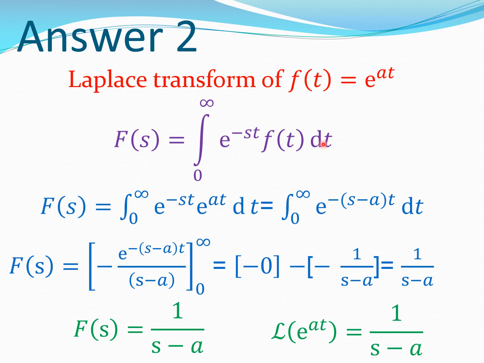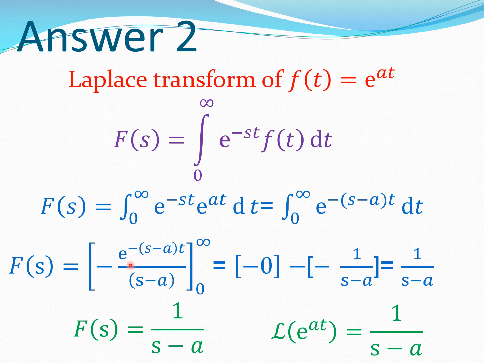So now I put e to the power at here, and then essentially it becomes an integration problem. Now I can straight away write it in this form here, e to the power minus (s minus a)t dt, and I can integrate this function to get this function here. Now, of course, what you have to do now is substitute infinity for t and substitute 0 for t, and so you get this here.